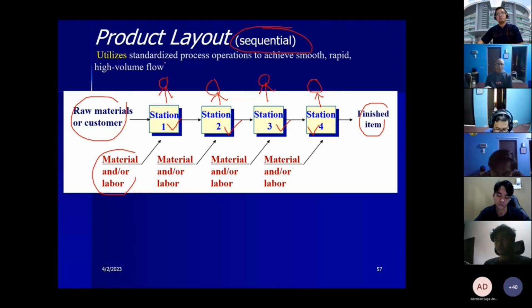It utilizes standard process operations to achieve smooth, rapid, and high volume flow. For example, this one is making the box. After making the box, this one enters the product into the box. Then this is the wrapping area, for example, using plastic wrapping. And the fourth one is QC. So this is how the stations look. After station number one comes station number two, three, and four, until a finished item. This is what we call a product layout.